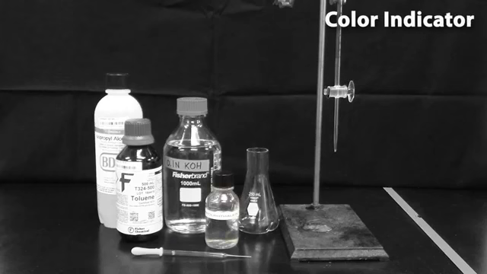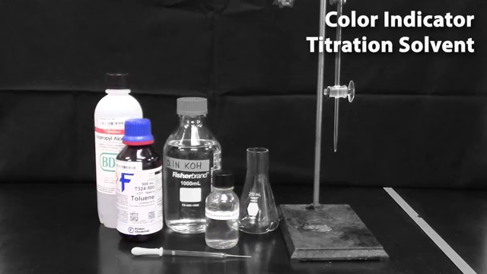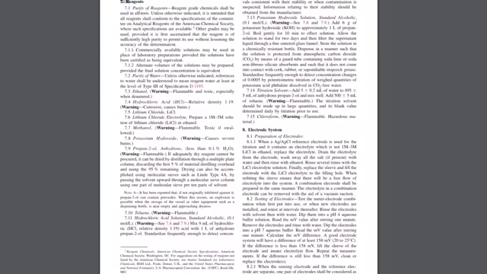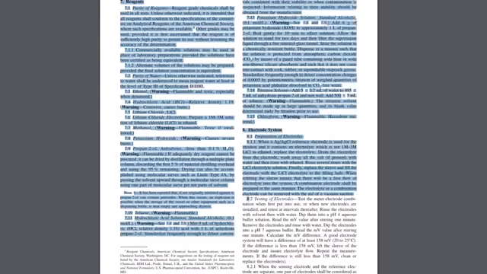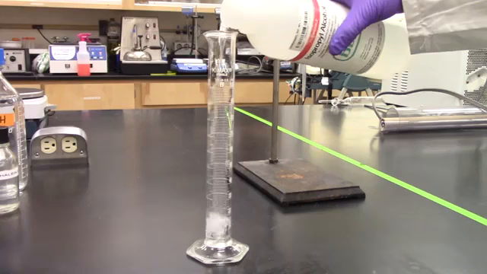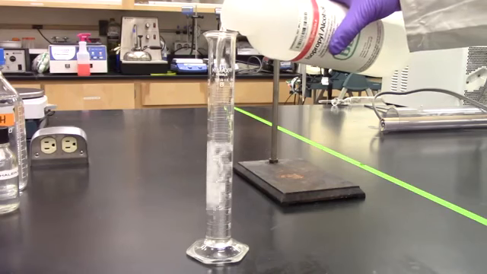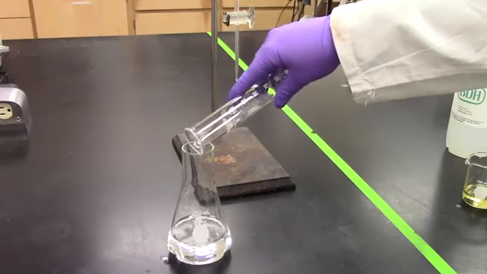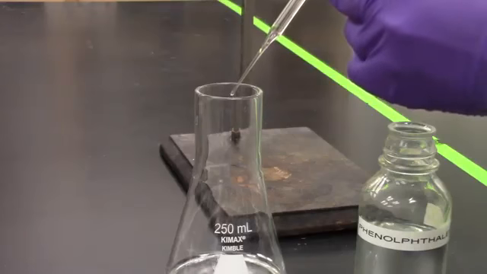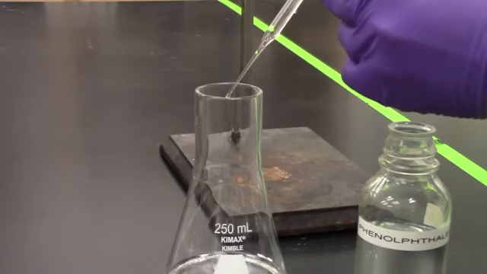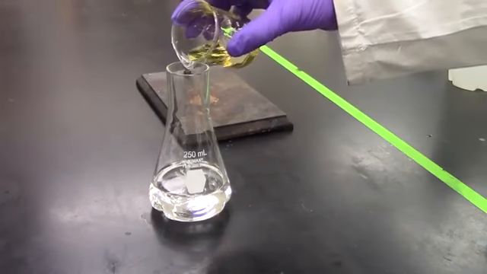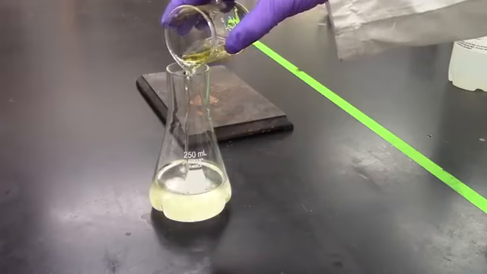Have on hand your color indicator, titration solvent, and standardized potassium hydroxide titrant. Instructions for standardizing the titrant are found in ASTM D664. Start the procedure by adding 100 milliliters of the titration solvent to a 250 milliliter Erlenmeyer flask. Add approximately 10 drops of phenolphthalein indicator solution. Pour a weighed sample of approximately 20 grams into the solvent.